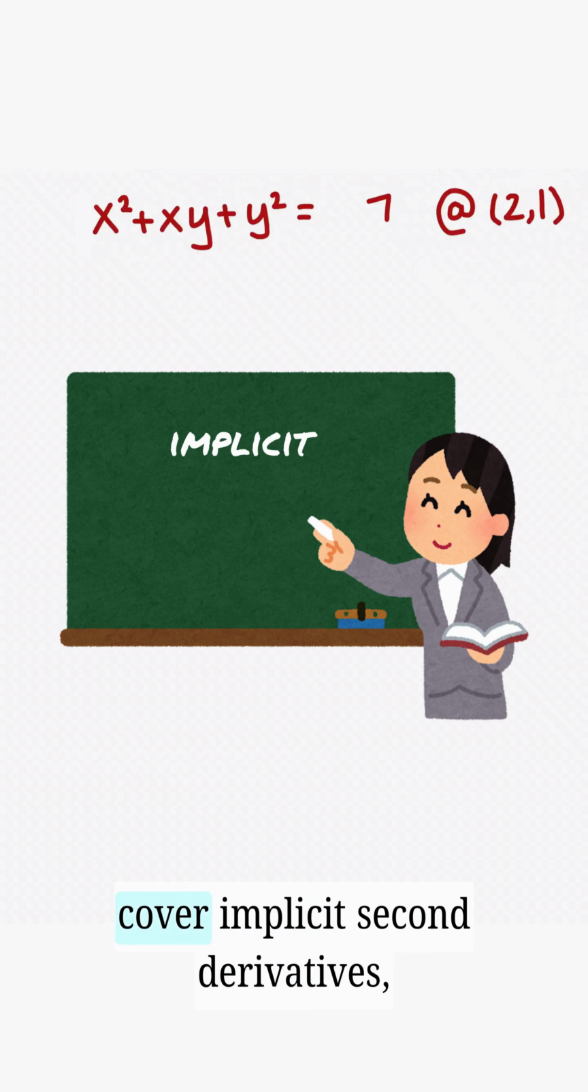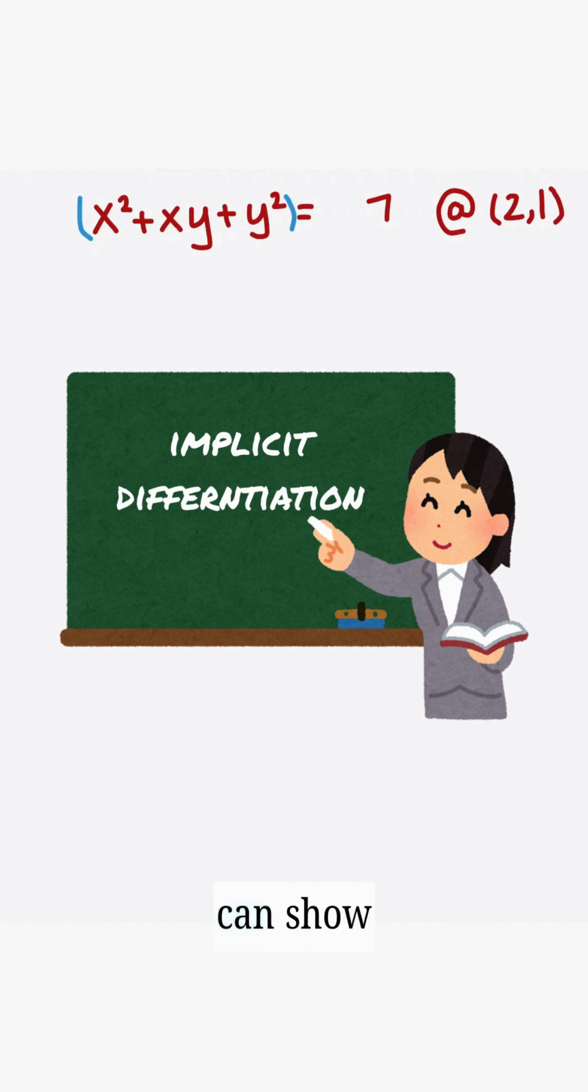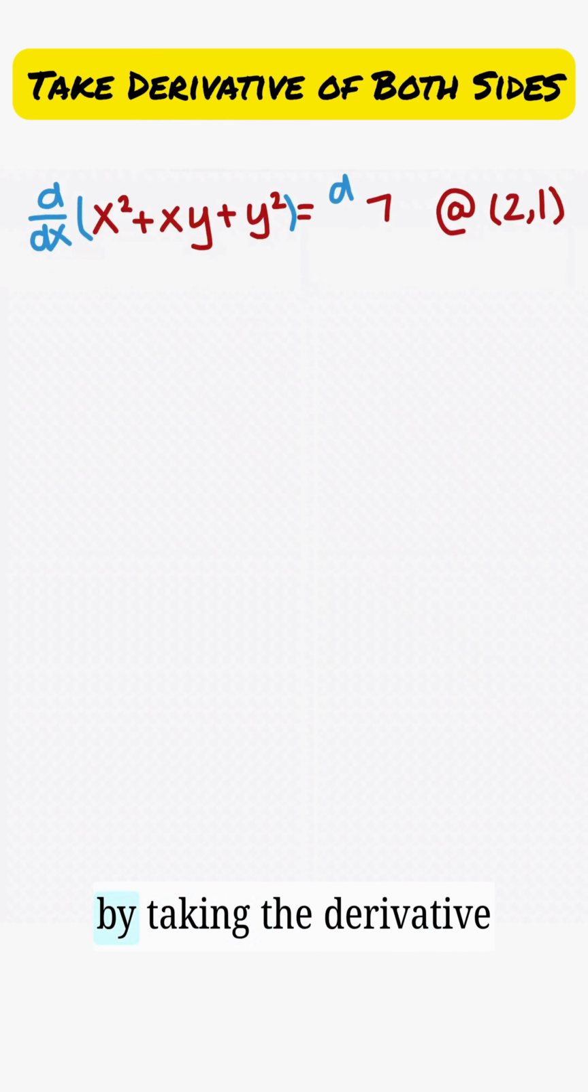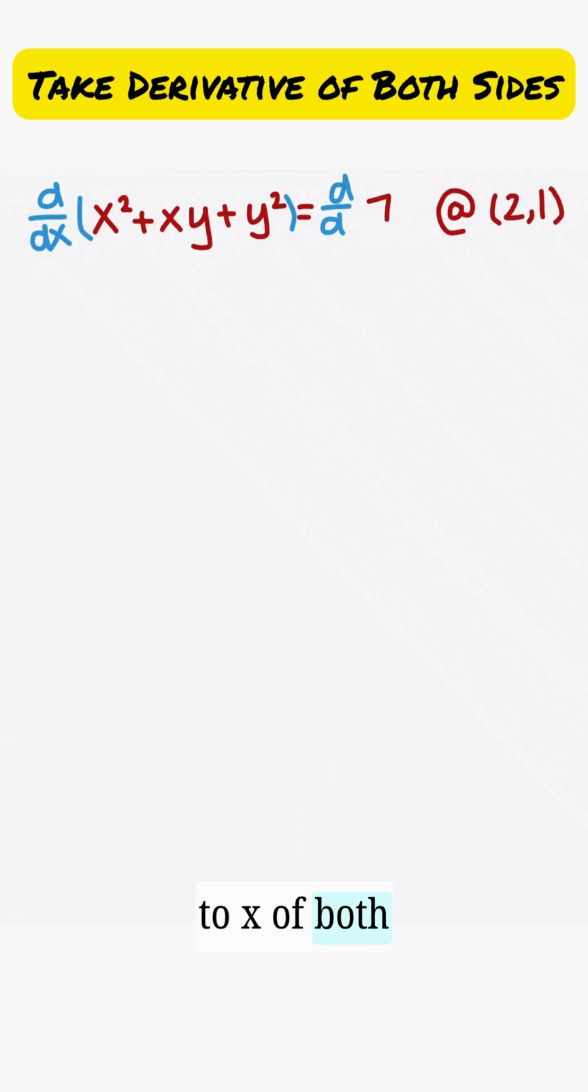Your teacher probably didn't cover implicit second derivatives, but they still can show up on the test. We'll start the same way we start every implicit differentiation problem, by taking the derivative with respect to x of both sides of the equation.